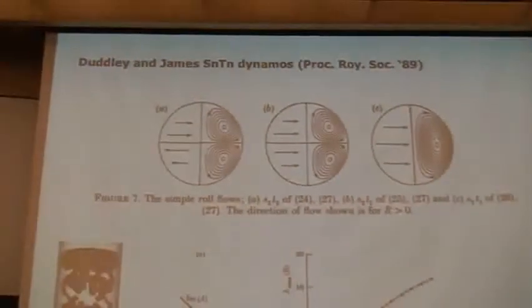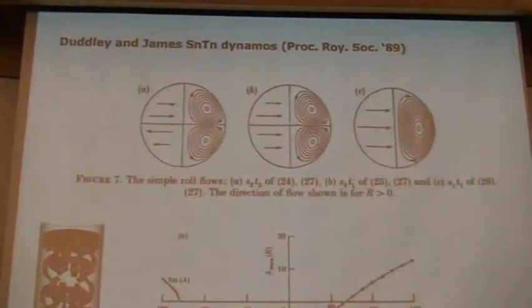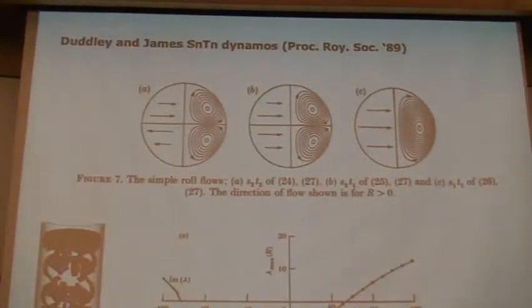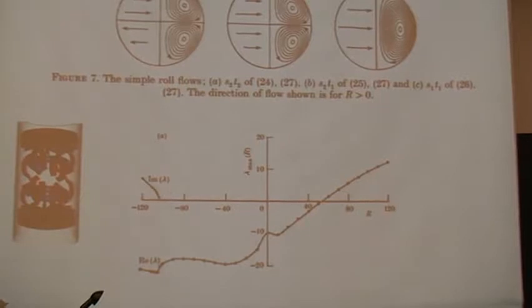So here it has poloidal loops and toroidal opposites in each hemisphere, and in the language of Dudley and James, that's called an S2T2. So toroidal two modes and poloidal two modes. This would be an S2T1, and that would be an S1T1. If you look at the kinematic dynamo and you increase the strength of this flow, here is the S2T2 for you. At a magnetic Reynolds number of about 40, it self-generates.